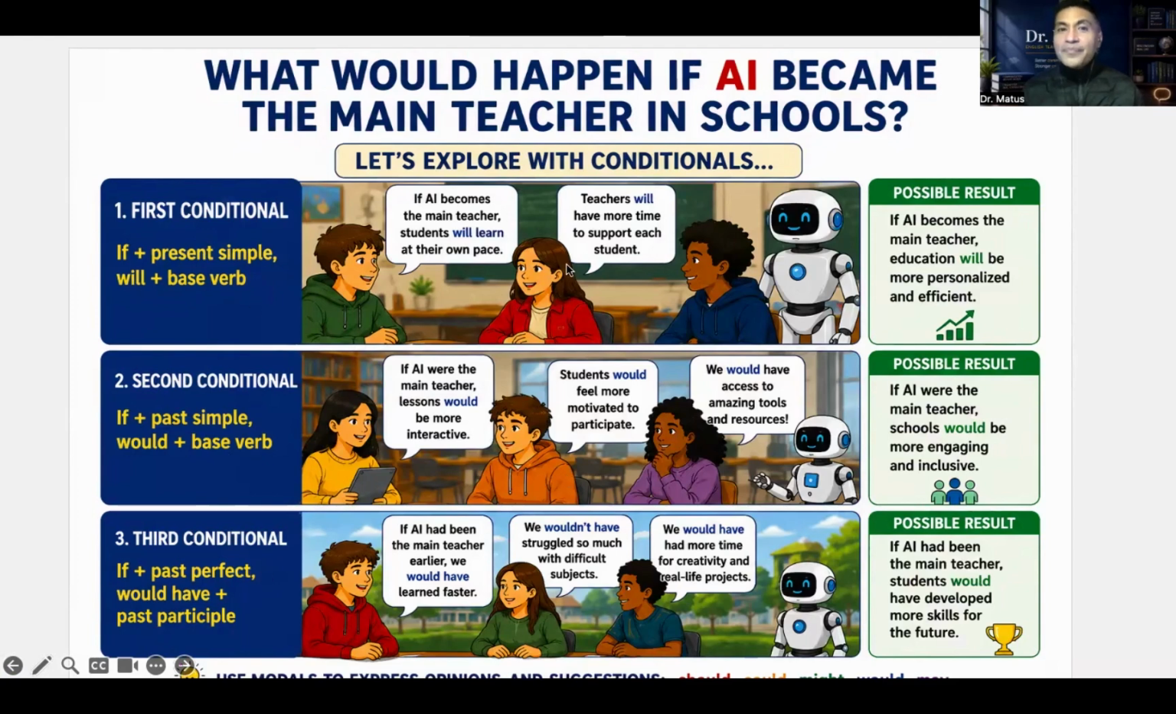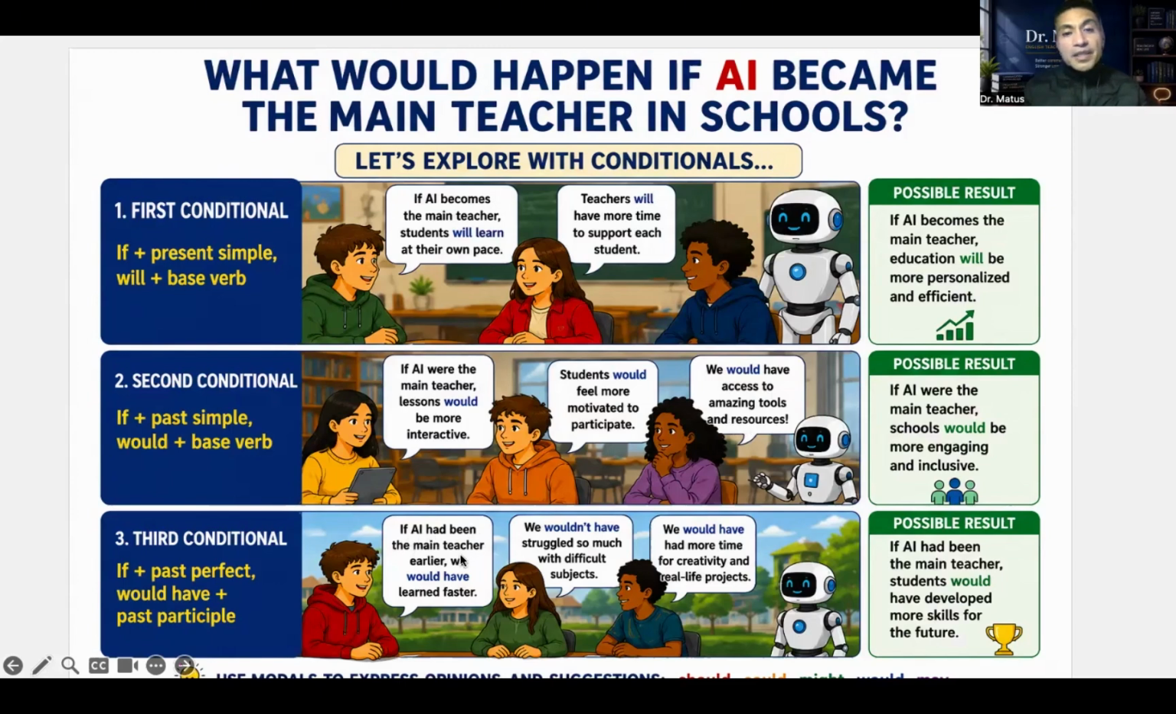For example, let's explore with conditionals. What would happen if artificial intelligence became the main teacher in schools? If AI becomes the main teacher, students will learn at their own pace. Teachers will have more time to support each student. If artificial intelligence were the main teacher, lessons would be more interactive. Students would feel more motivated to participate. We would have access to amazing tools and resources.